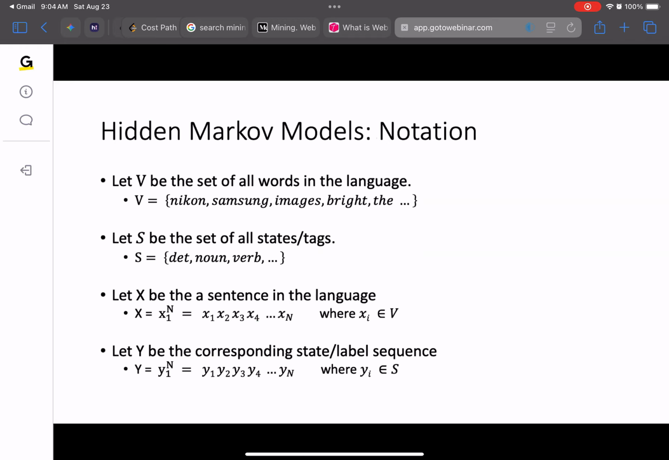Let's establish some notation. Let's say V is the set of all words in the language. In general, this will be in the order of millions. S is the set of all states or tags, and S can be determiner, noun, verb, and all possible POS tags, and much more fine-grained categories can also come in. And let X be the sentence in the language, X1, X2, X3, X4 and so on up to Xn represents the words, and Y represents the states or labels.